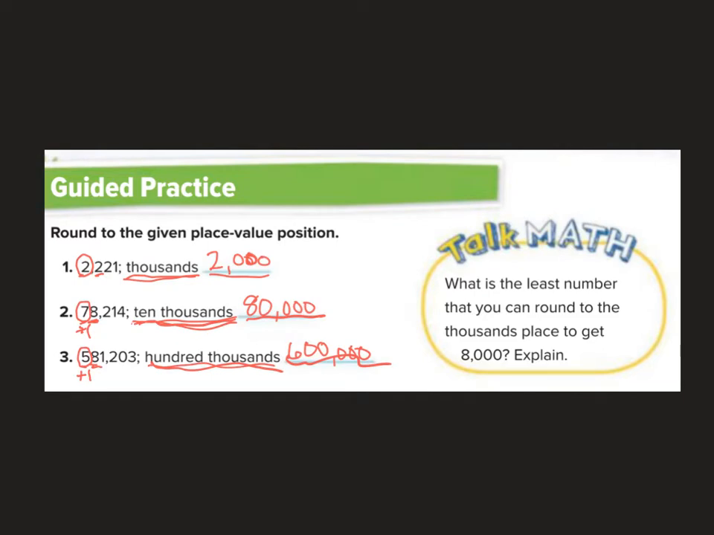What is the least number that you can round to get the thousands place to be 8,000? Least number would be 7,500. Because if you went to 7,499, you'd round down to 7,000. But if it's 7,500, it would round up, right? So I'd circle the thousands place. That would tell me add 1. So it would round to 8,000. So that is the least number you can do.